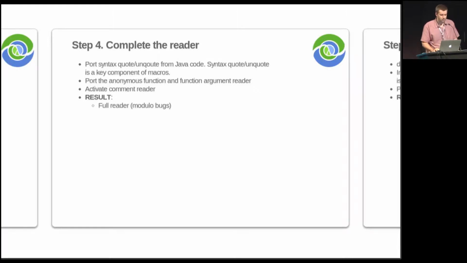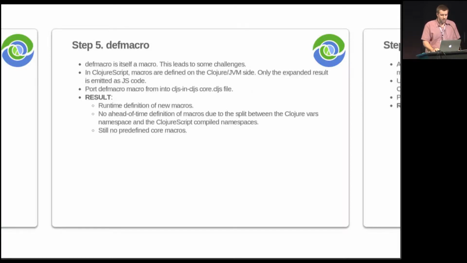All right. So basically, macros are defined almost always using the syntax quote and unquote, which is why I needed to get that working first. So defmacro is itself a macro, which is a bit challenging. And in normal ClojureScript, what's in ClojureScript right now, macros are defined not on the ClojureScript side, i.e. the runtime of the JavaScript, but on the Clojure JVM side. And so those are expanded before the JavaScript is emitted, and only the emitted result, right, only the JavaScript is emitted.